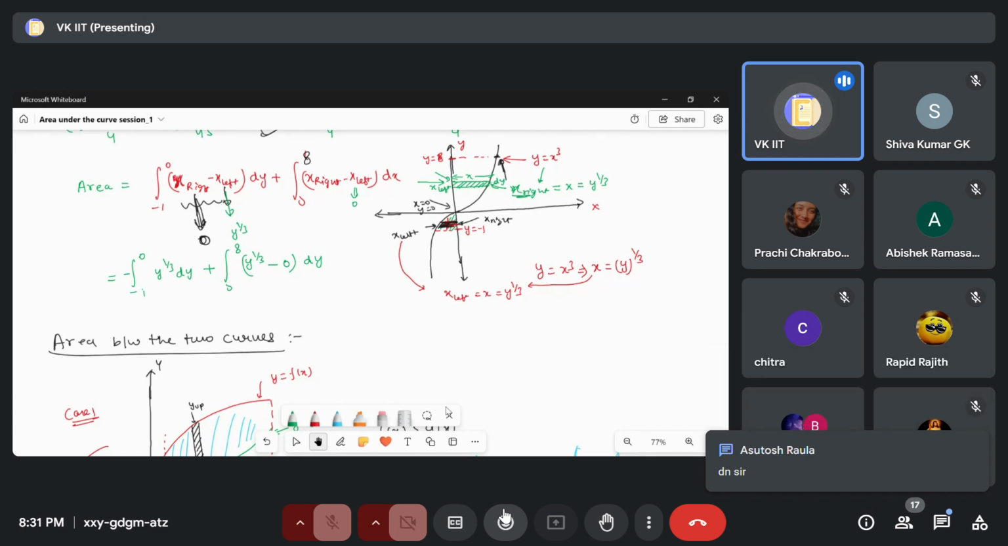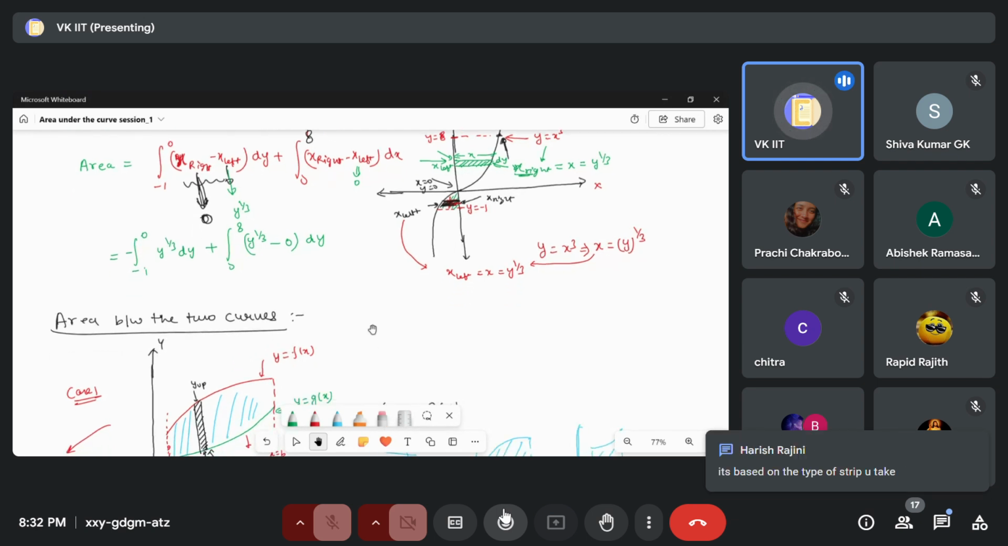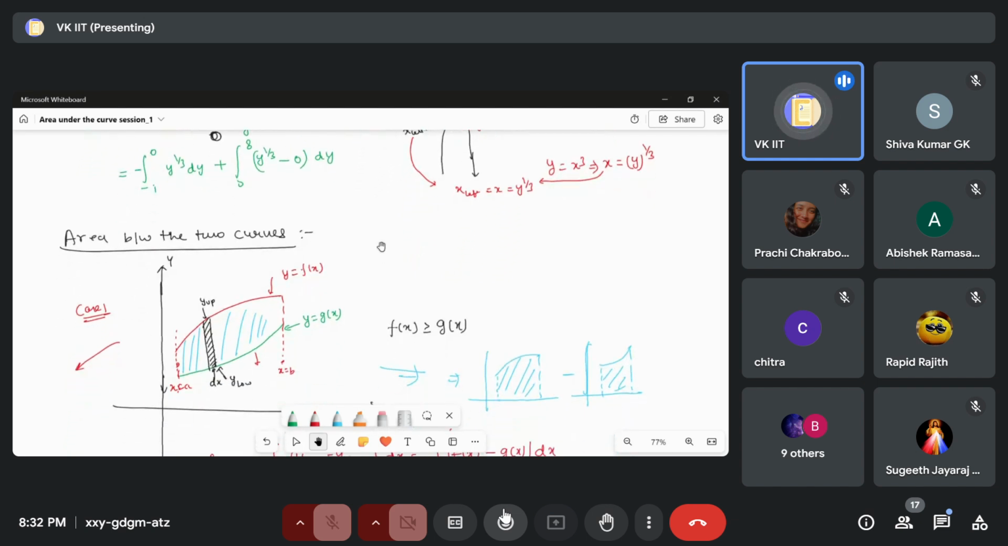In this case, can we take integrand dy or dx according to the question? It will be according to the question, but it is better, as I said, that if the curve is more oriented toward the x-axis, then go for the vertical strip only. If the curve is oriented more toward the y-axis, go for the horizontal strip.